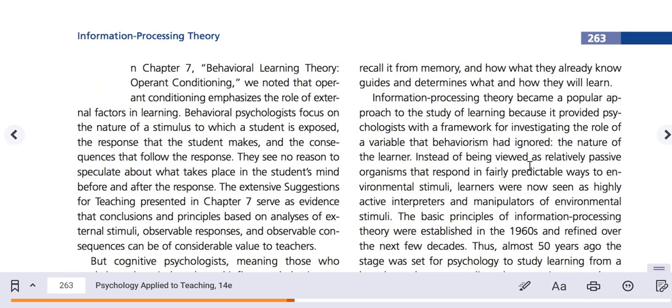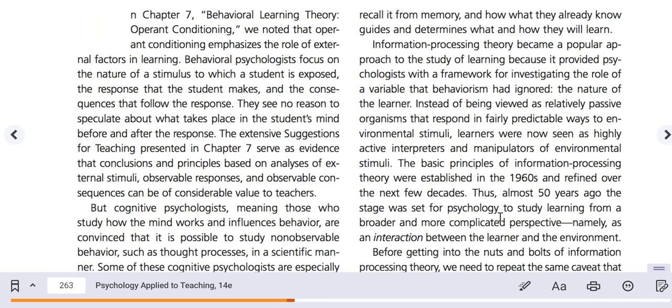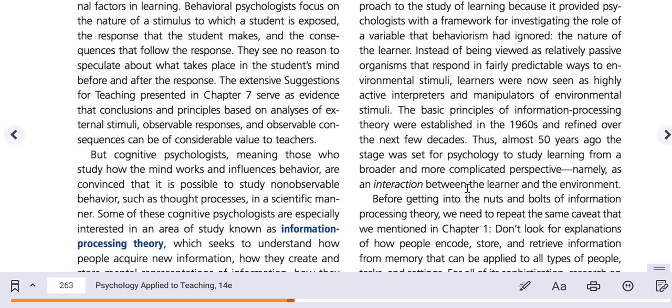The extensive suggestions for teaching presented in Chapter 7 serve as evidence that conclusions and principles based on analyses of external stimuli, observable responses, and observable consequences can be of considerable value to teachers. But cognitive psychologists, meaning those who study how the mind works and how the mind influences behavior, are convinced that it is possible to study non-observable behavior, such as thought processes, in a scientific manner.